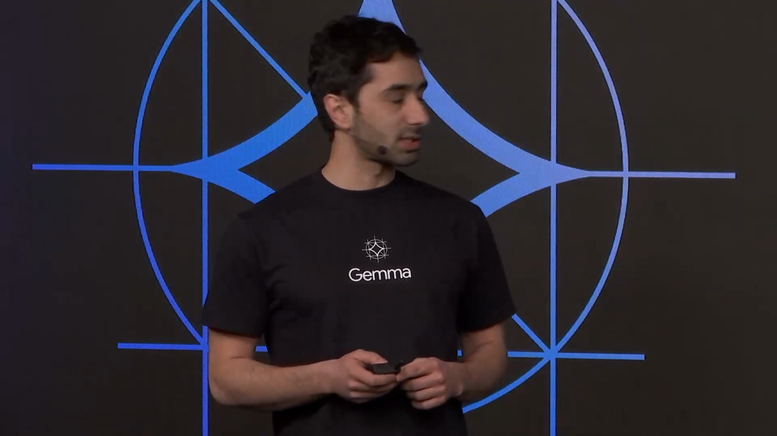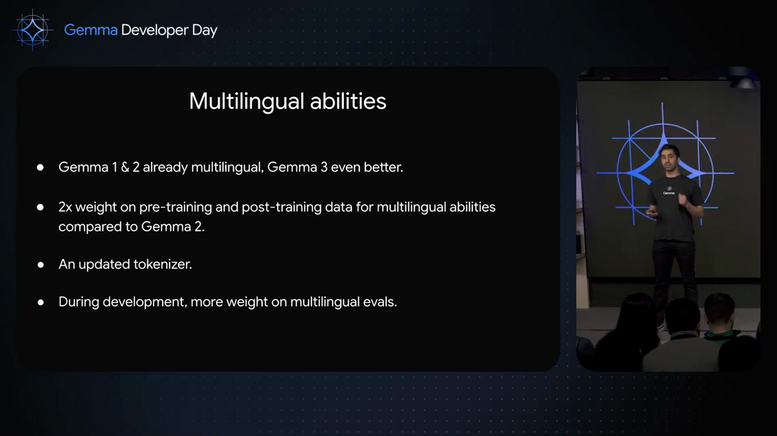So for Gemma 1 and Gemma 2, we already have pretty strong multilingual abilities, but we still decided to literally double down on the weight of multilingual data for both pre-training and post-training. We also updated the tokenizer, because a large language model can only be as good as its underlying tokenizer. And during development, we set ourselves a high bar on multilingual evals.